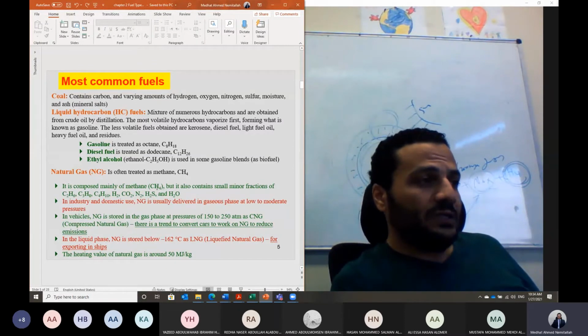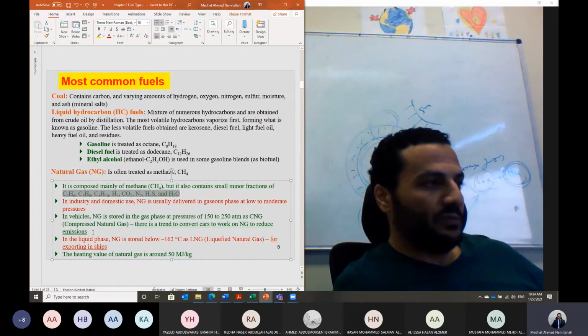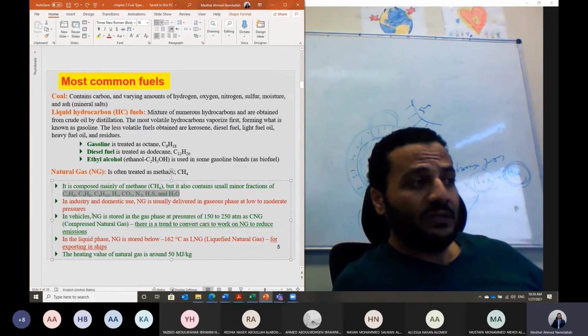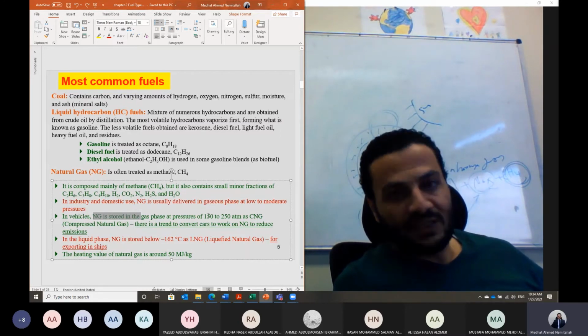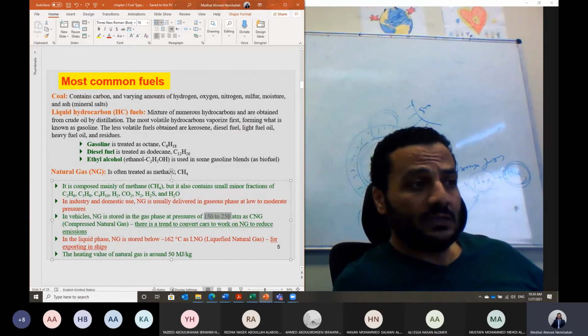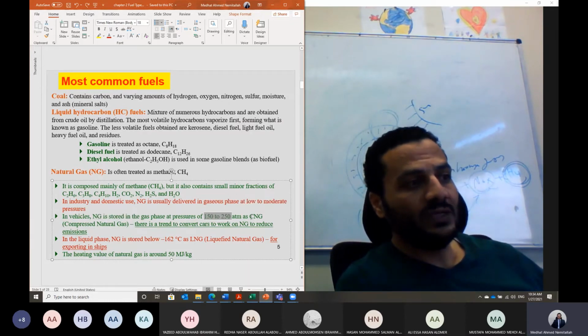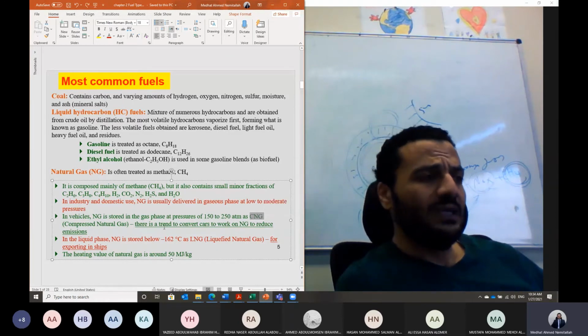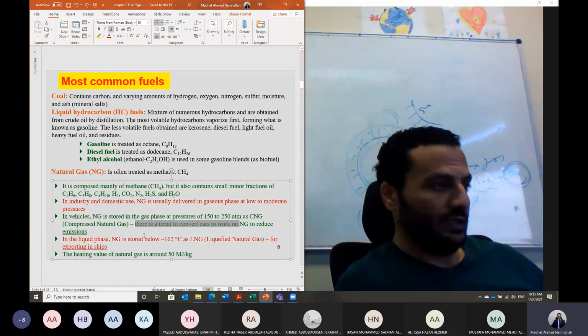Anyway, natural gas is mainly methane, but we can have some other impurities, like what you can see: ethane, propane, butane, some N2 and other components. It is used in the industry in the gaseous phase, and it can be used as a fuel for vehicles, compressed in the gaseous form at a pressure from 150 to 250 atmospheres. We call it compressed natural gas. And as I told you, there is a trend to convert cars to work with natural gas.